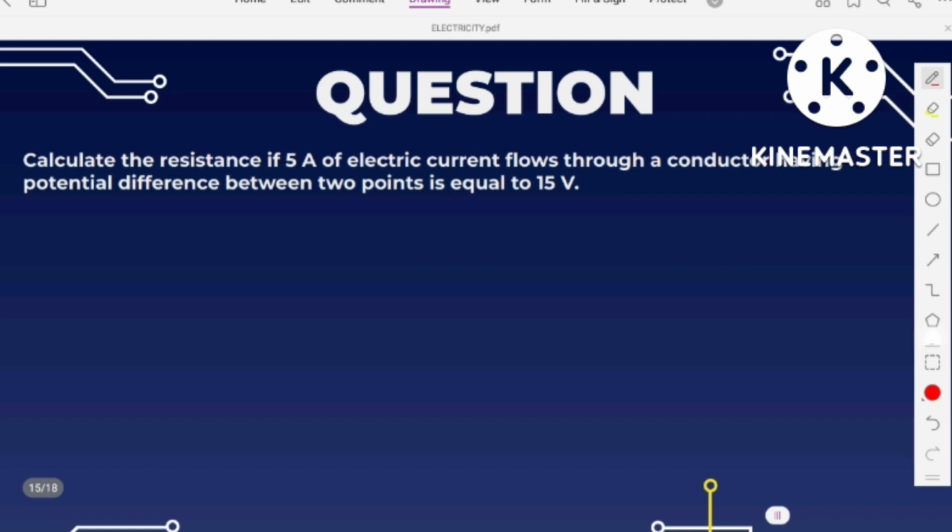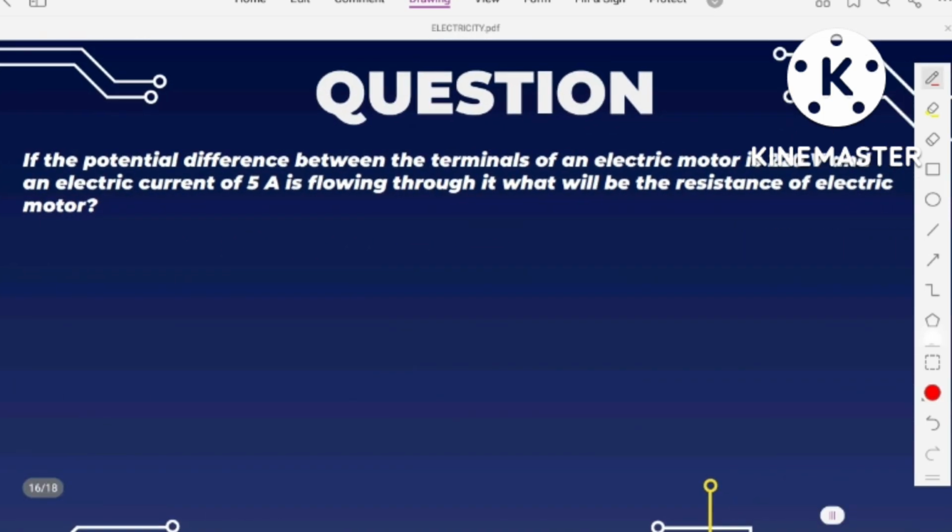So here is the first question. We need to find the resistance if 5 amps of electric current flows through a conductor having a potential difference or voltage of 15 volts. So R is equal to V by I, which we learned earlier, where V is given as 15 volts and I is given as 5 amps, giving us 3 ohms. Here we have to understand ohm is the SI unit of resistance. Alright, so let us do the next question.